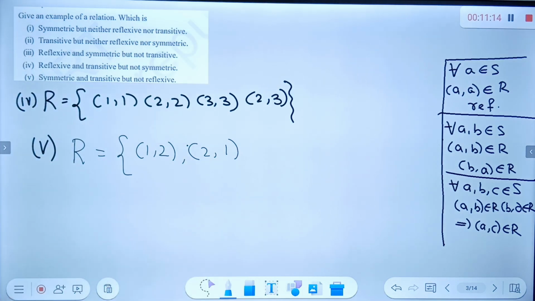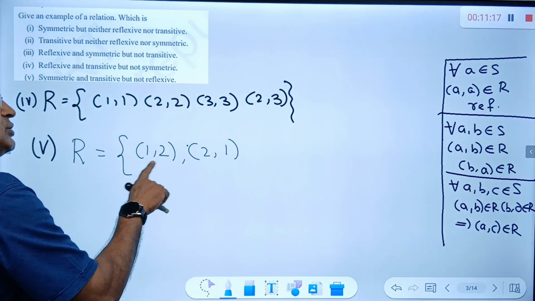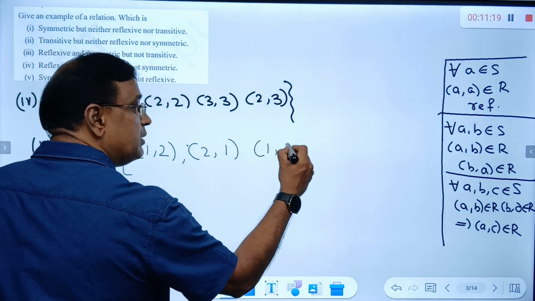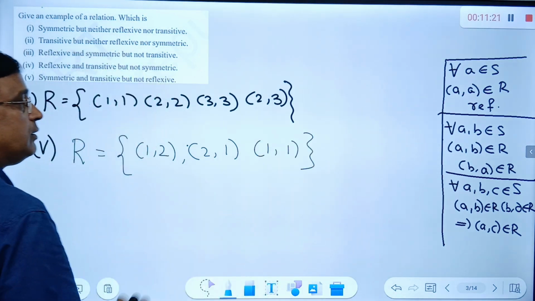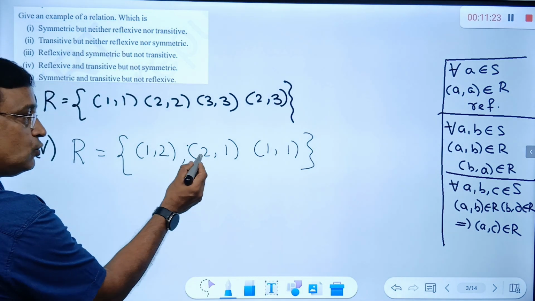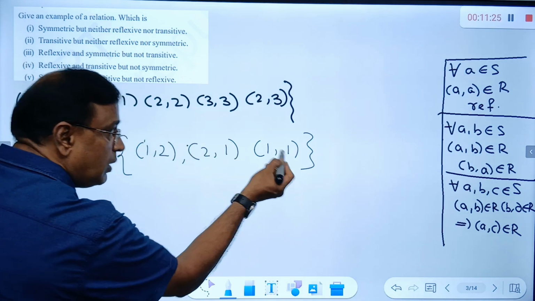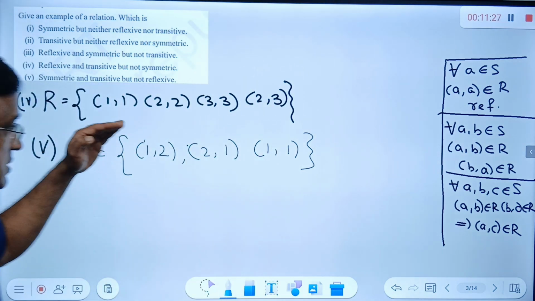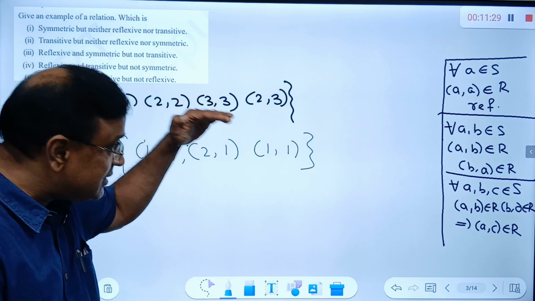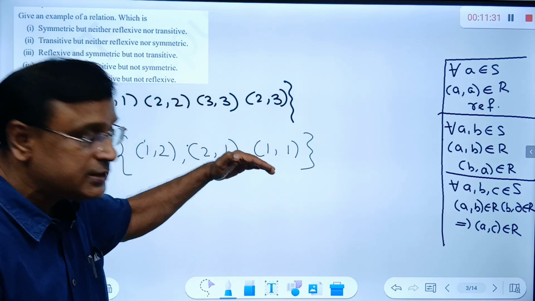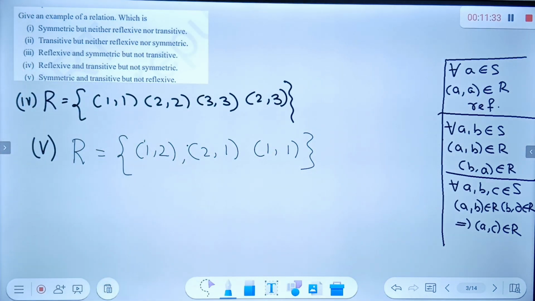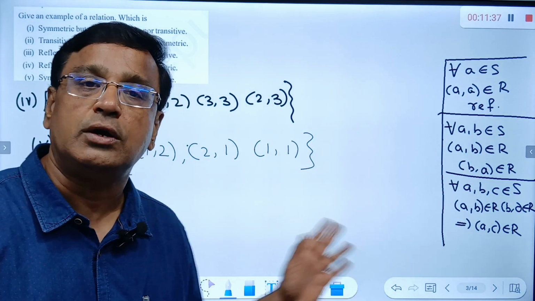The question is, is it transitive? Definitely no. If it has to be transitive, I need one more element. What is that? 1 comma 1. So that 1 comma 2 is in R, 2 comma 1 is in R, 1 comma 1 is in R. So this is symmetric. It is definitely transitive, but it is not reflexive because 2 comma 2 and 3 comma 3 is not in R.